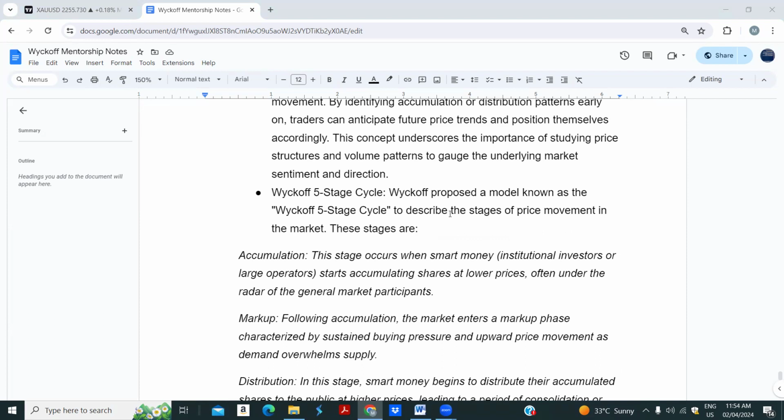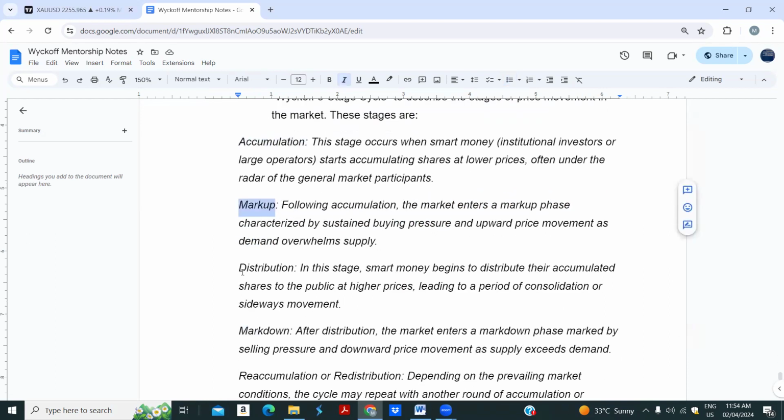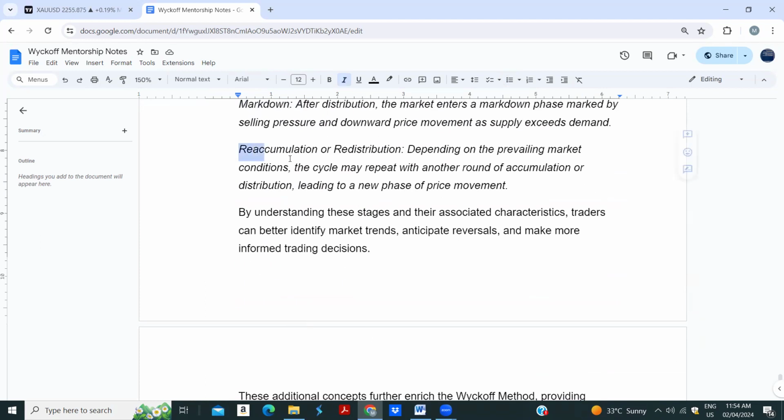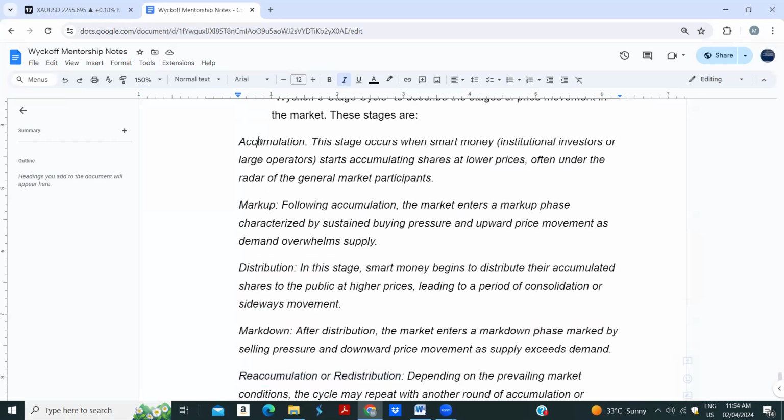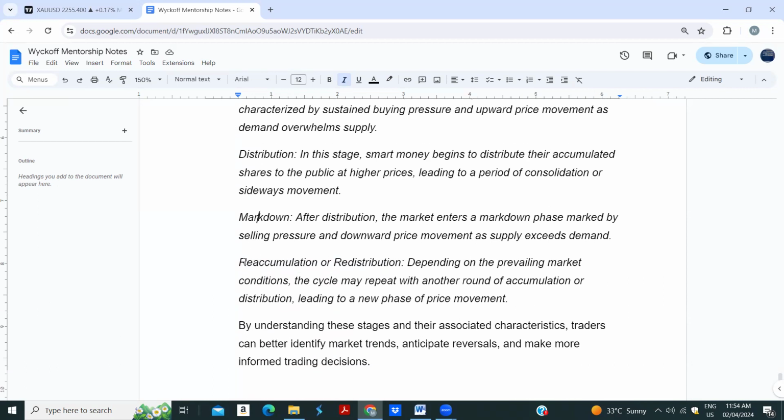Wyckoff proposed a model known as the Wyckoff five-stage cycle to describe the stages of price movements in the market. These stages are accumulation, markup, distribution, markdown, and reaccumulation or redistribution. So there are a total of 5 stages in the markets.